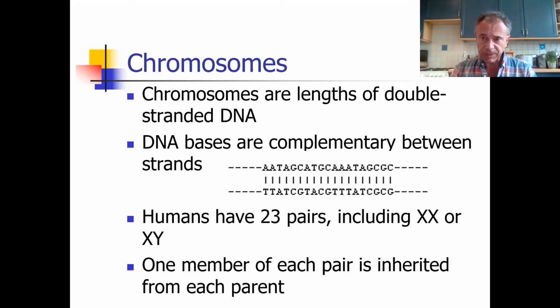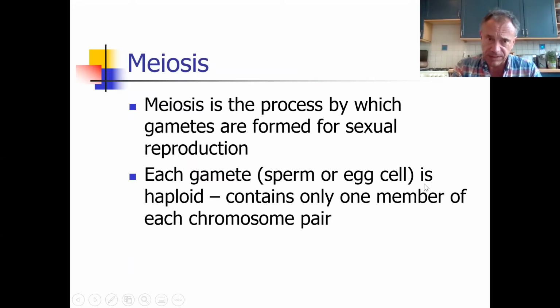Now, there are 23 pairs. They're called homologous pairs. So you have 2 chromosome 1s, 2 chromosome 2s, all the way up to 2 chromosome 22s, and then either 2 X's or an X and a Y. And you've got one member of the pair from each parent. So I've got 1 chromosome 6 from my father and 1 chromosome 6 from my mother, and we'll see how that works out later in meiosis. So that's the chromosomes that we have in our cells.